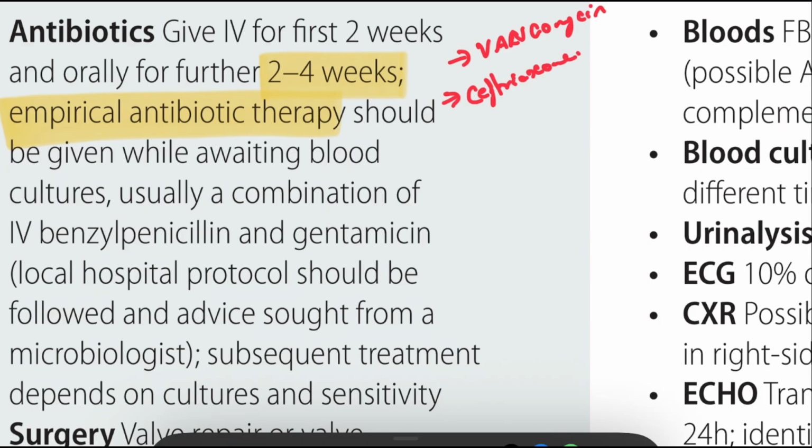Ceftriaxone is a third generation cephalosporin. The dose is 2 grams, the route is intravenous, and the frequency is once daily. The duration is usually 4 weeks, depending on the regimen. The indication is if you suspect viridans streptococci. If viridans streptococci grow in the blood culture, then you can use ceftriaxone. Ceftriaxone is a good outpatient option in selected cases.